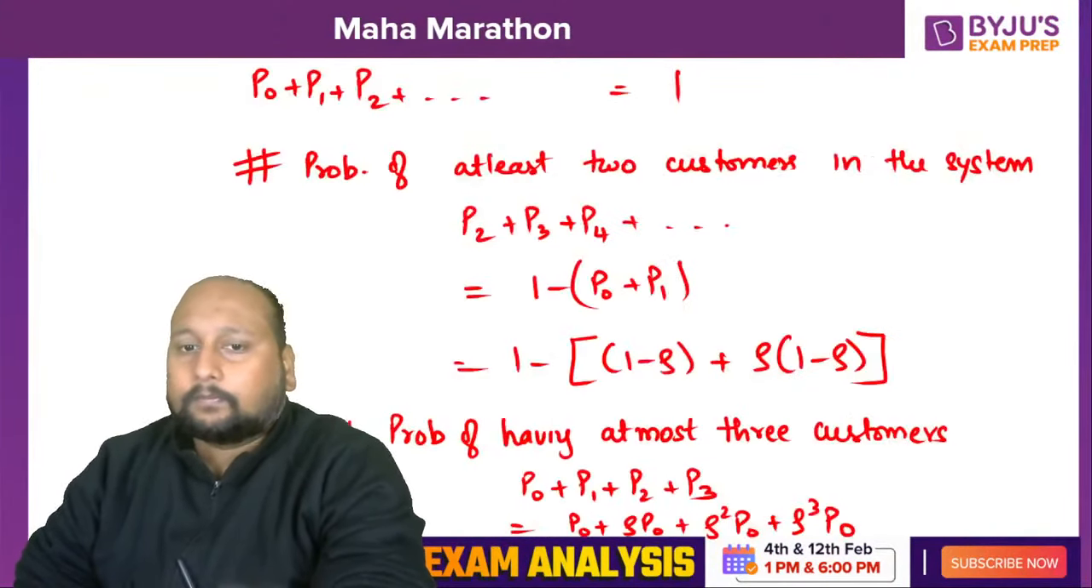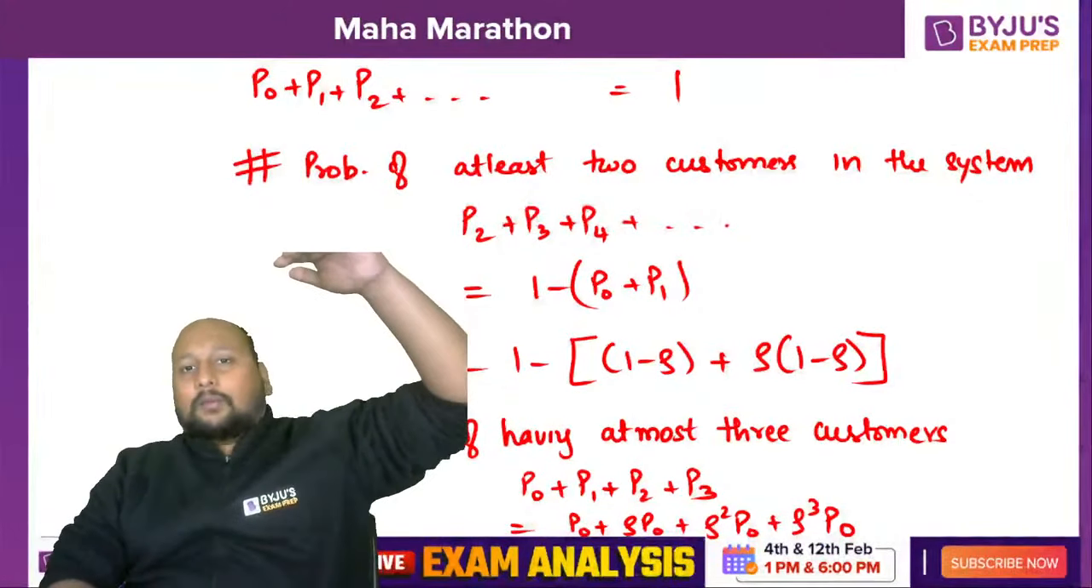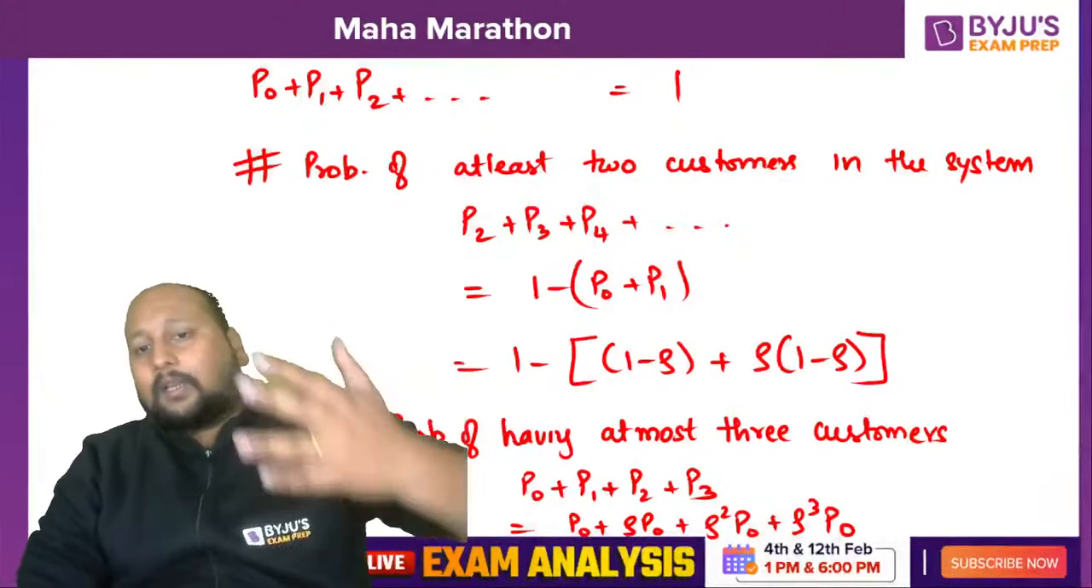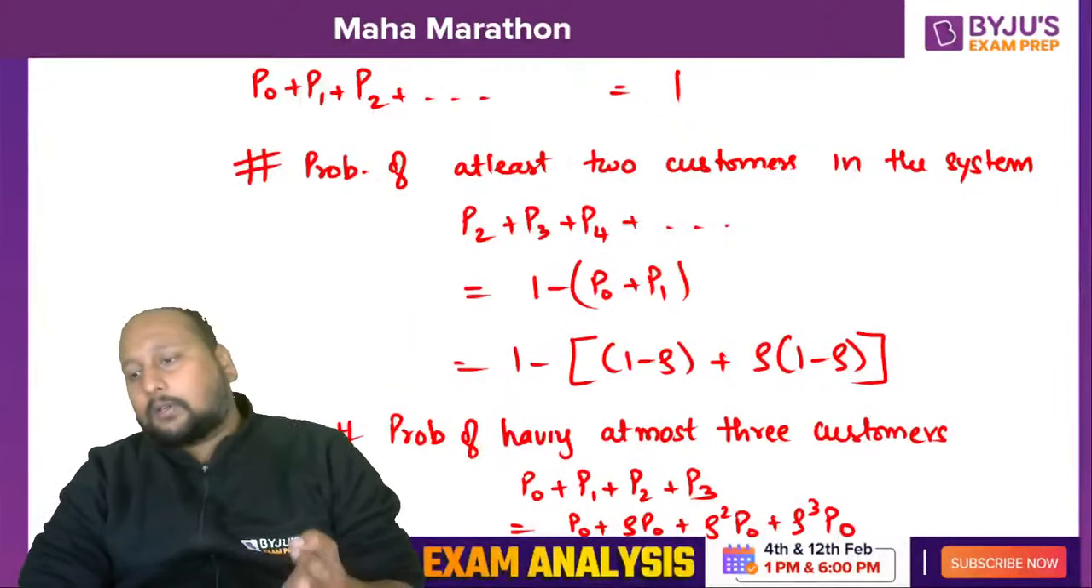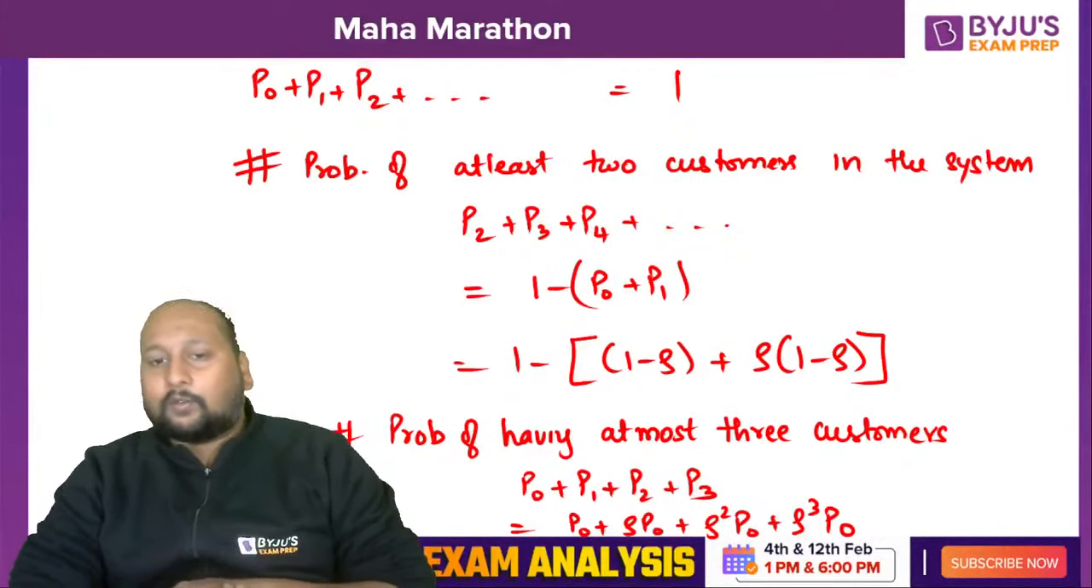Clear? At most means you can have maximum 3 customers. You can have at maximum 3 customers. So we can have a condition of 0 customer, 1 also, 2 also, and 3 also. Is this clear, Shiva Kumar?